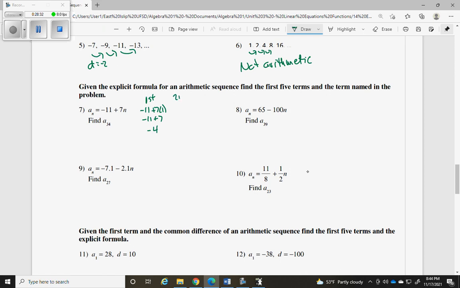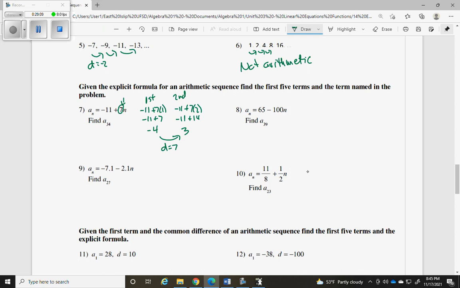The second term, you plug in a 2. So negative 11 plus 7 times 2 is negative 11 plus 14, which is positive, sorry, positive 3. So now I can see that the common difference is 7. I have to tell you, I knew that to begin with, because remember, the common difference is always in front of the n.